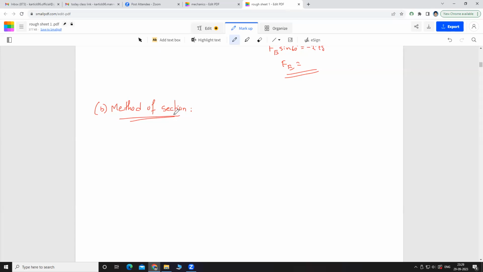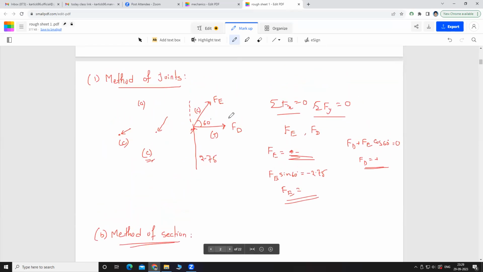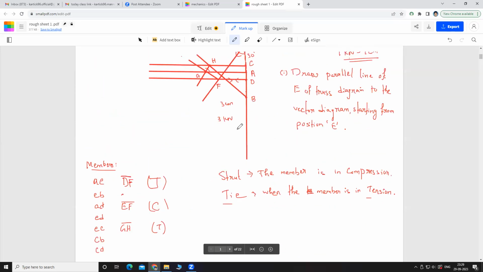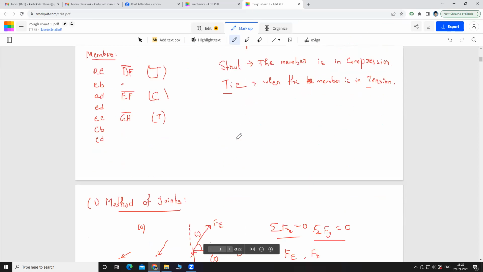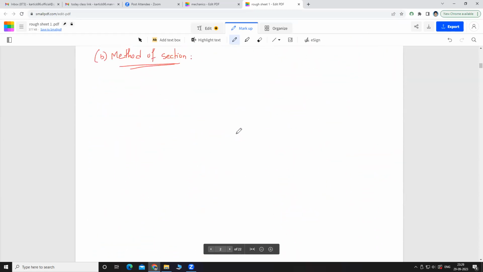Hello. Okay, so method of section means, just let us draw this one roughly.